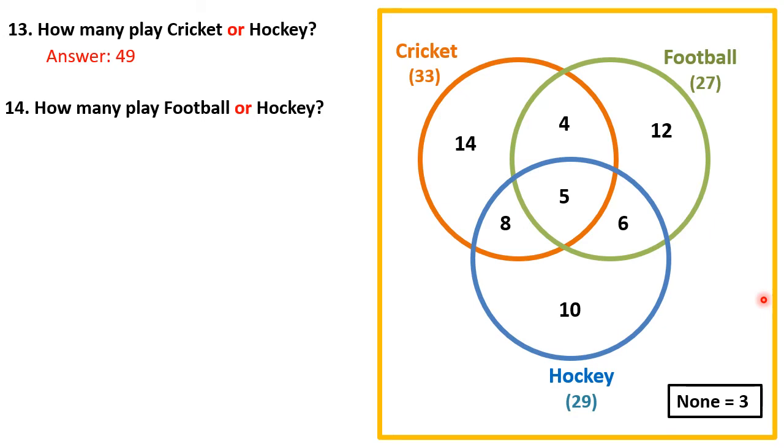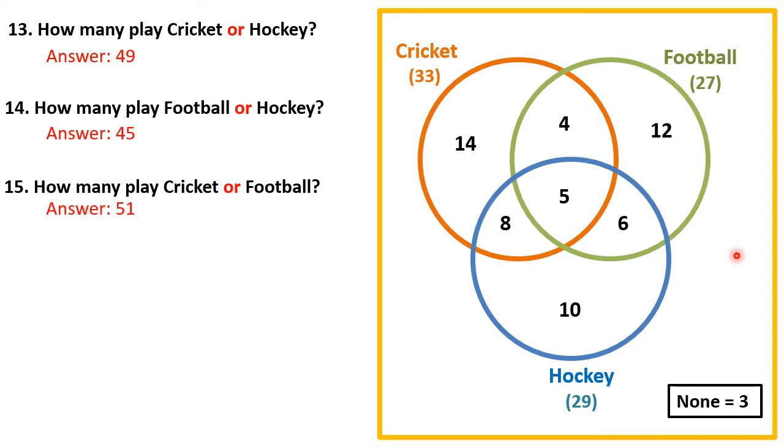Question 14. How many play football or hockey? Football or hockey means all the values inside the football circle plus hockey circle. If we add, the total comes out to be 45. Question 15. How many play cricket or football? So in this question, what we are not going to consider? We are not going to consider this 10 and this 3. Except this 10 and 3, everything will be added as they come either in cricket circle or football circle. So the total comes out to be 51.